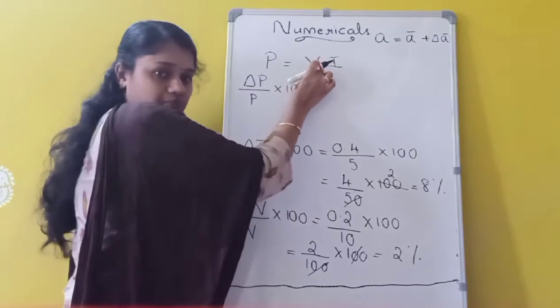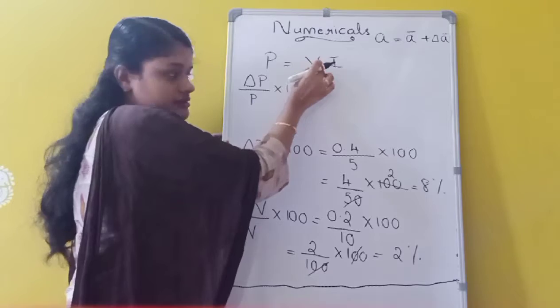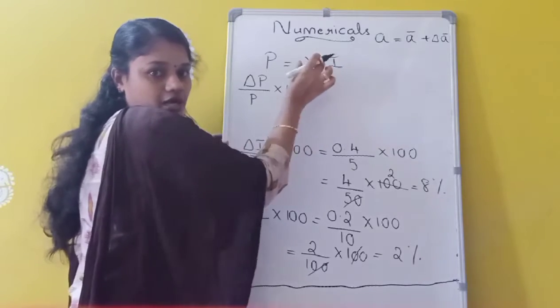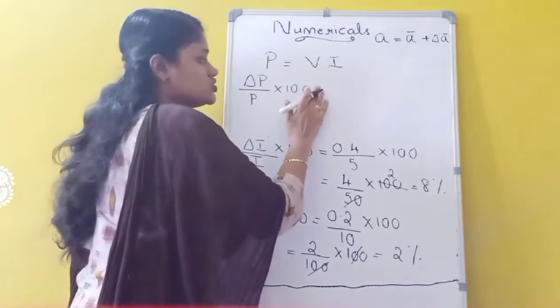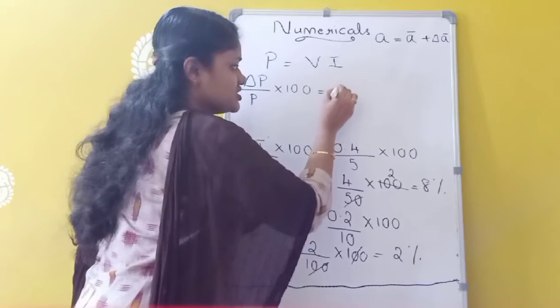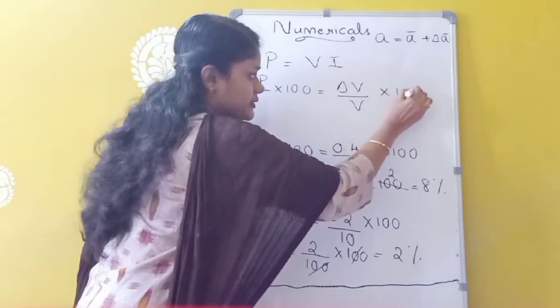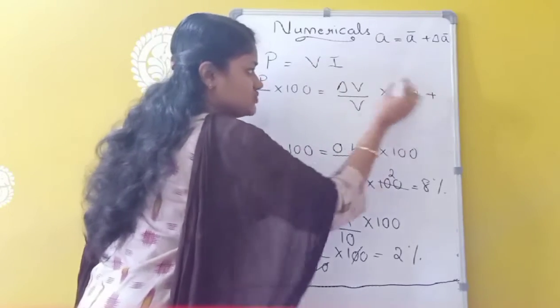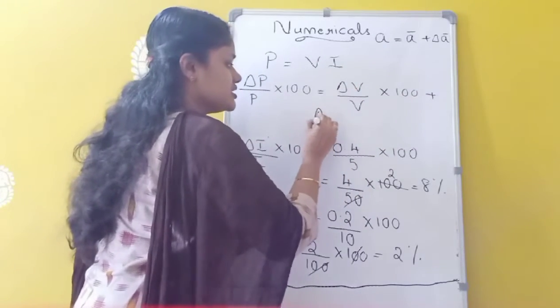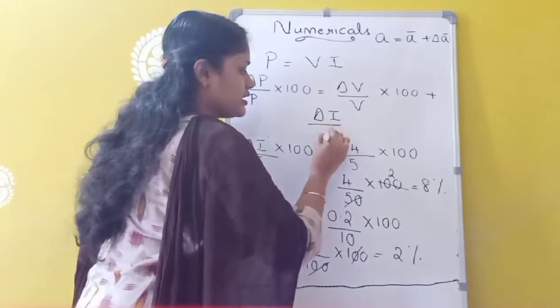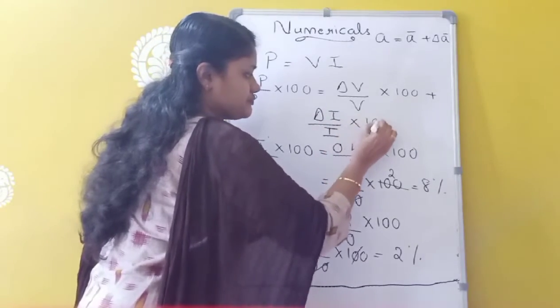equals. So when multiplication comes also, how will you write the error? We have to add these errors. Okay, percentage error we have to add here. So for V, how will you write percentage error? Delta V by V into 100 plus which one? Next quantity is current. So delta I by I into 100.